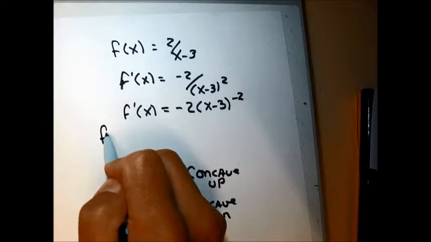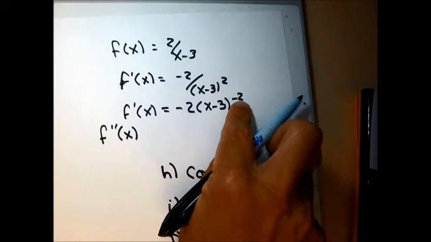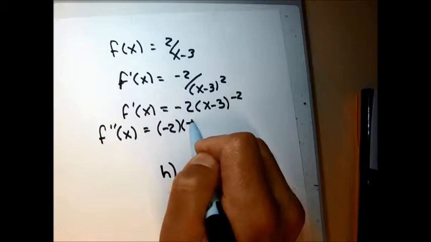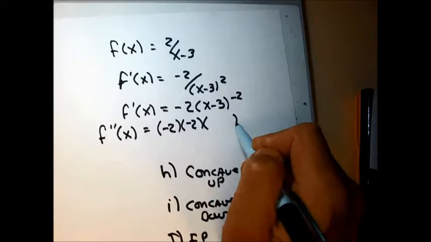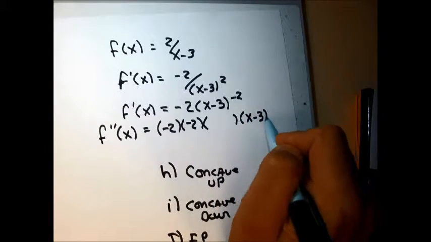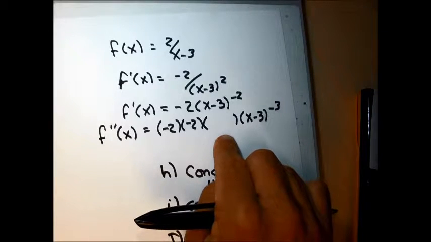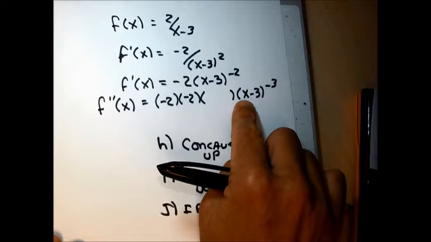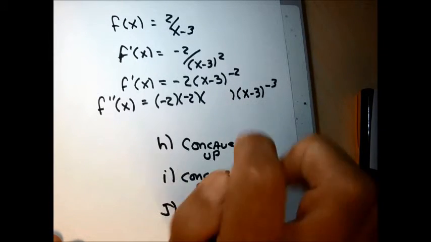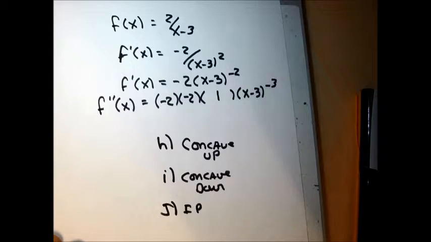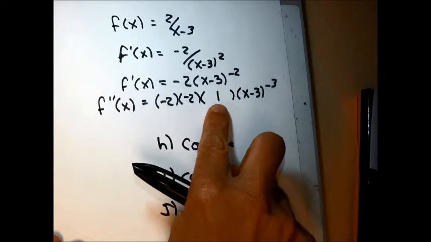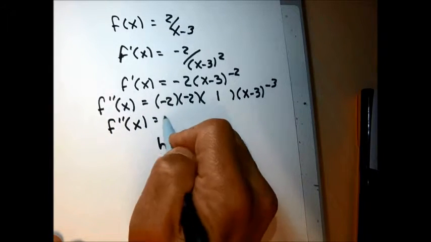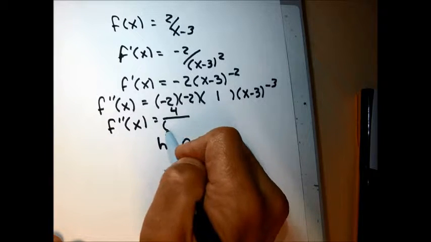Now I can use the chain rule. So I'm going to go f double prime of x. I'm going to take the exponent negative 2, multiply by the negative 2 that's already there, leave myself some room, and then lower the exponent by 1 to negative 3. Where I left myself some room, I'm going to write the derivative of that parentheses. The derivative of x is 1, the derivative of minus 3 is 0, so that just has a derivative of 1. I'm going to multiply these three numbers, put this in the denominator of a fraction. I get f double prime of x equals 4 over x minus 3 cubed.